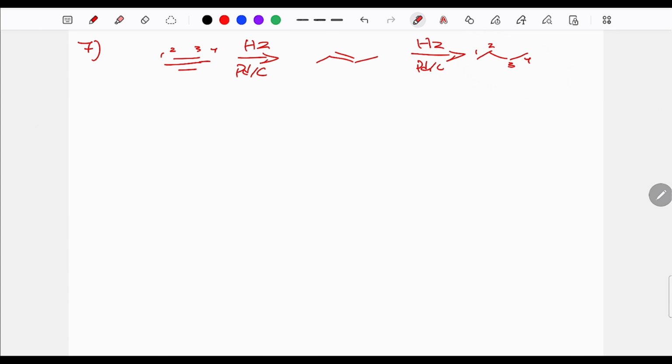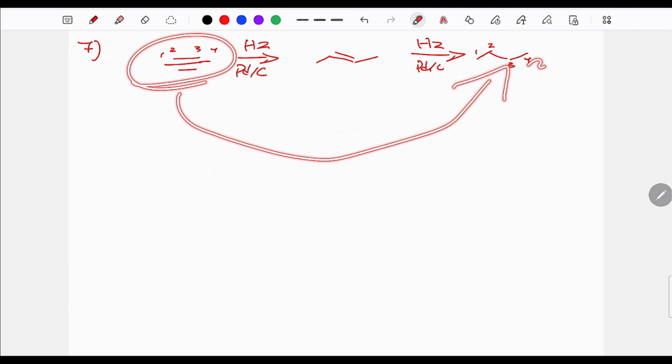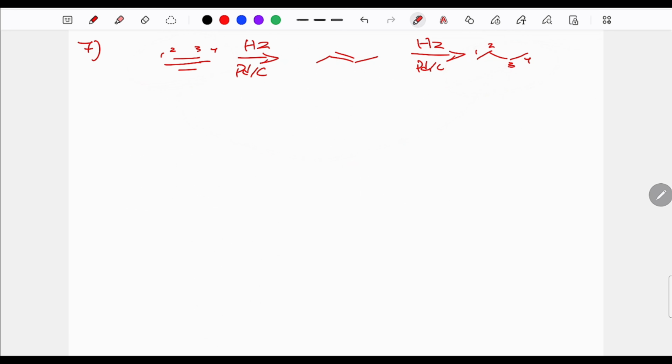Now, normally we can't actually stop at the alkene, okay? Once you add the H2, it fully goes on. The alkyne fully goes on to become an alkane, all right? And that's that catalytic hydrogenation. So this is catalytic reduction or hydrogenation of alkyne.